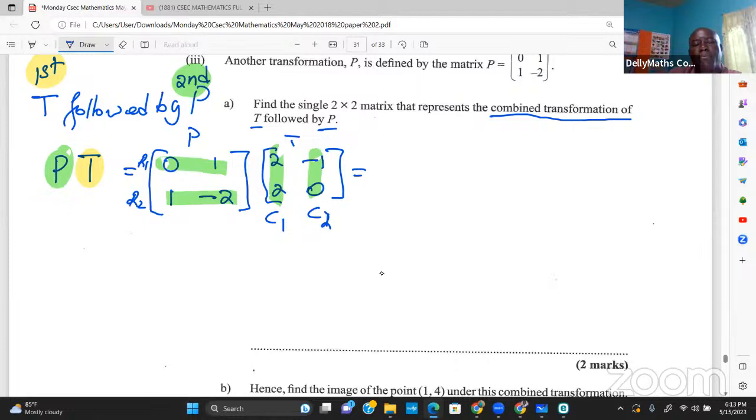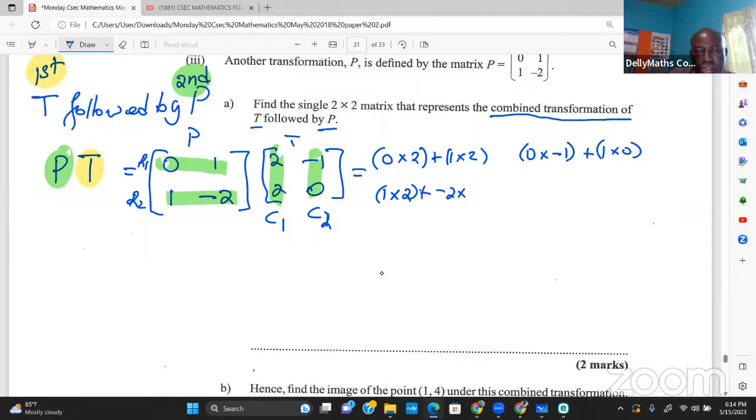So we're going to go row 1, column 1. So we're talking about 0 times 2 plus 1 times 2, right there. Row 1, column 2: 0 times negative 1 plus 1 times 0. Then row 2, column 1: 1 times 2 plus negative 2 times 2.